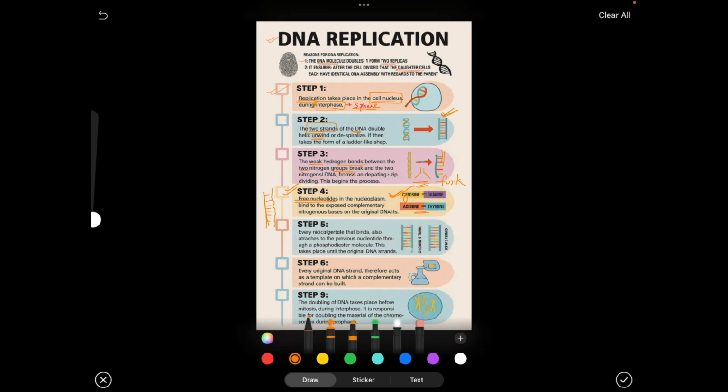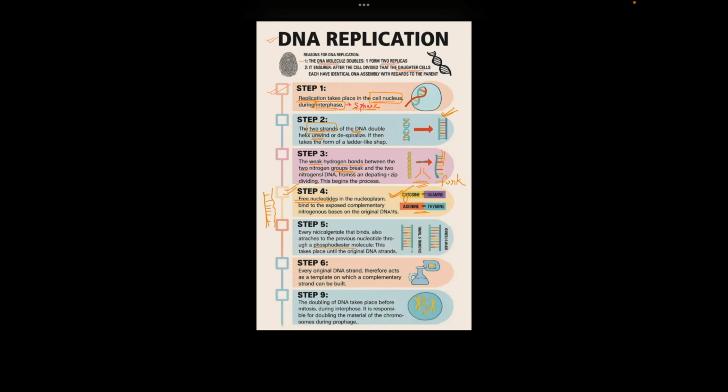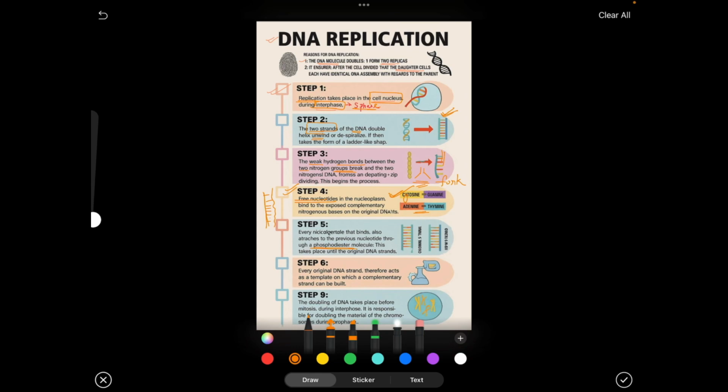Now what will happen? In step 5, as each new nucleotide attaches, it forms a bond with the previous one. The new nucleotide will bond with the previous nucleotide by a phosphodiester bond. The joining continues till the complete new strand is made, based on the original template strand.